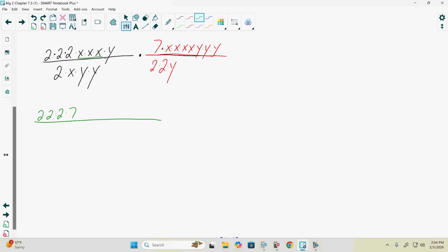Now the first fraction, the top of it, has x being multiplied by itself 3 times. The second one has it 4. So we have 1, 2, 3, 4, 5, 6, 7. Then we do the same thing with y. We have 1 in the first, 3 in the second, giving us a total of 4.